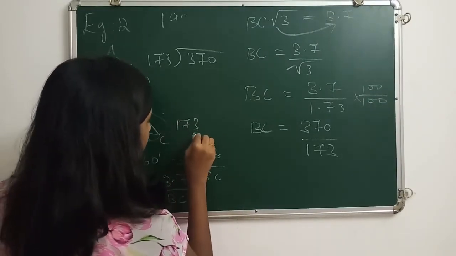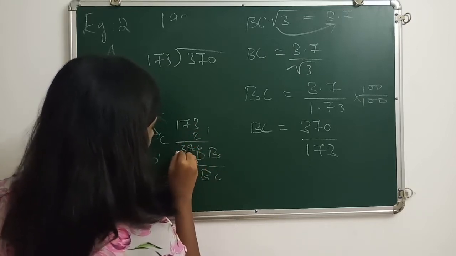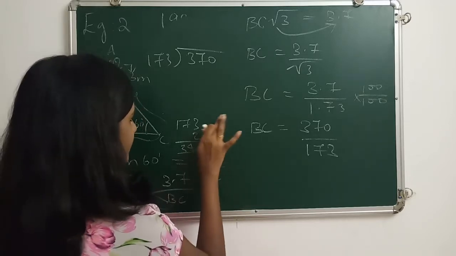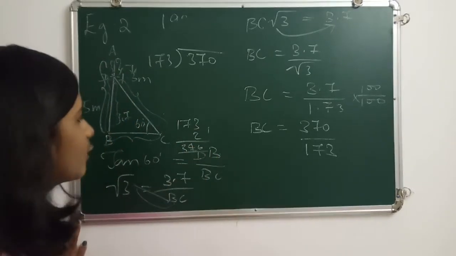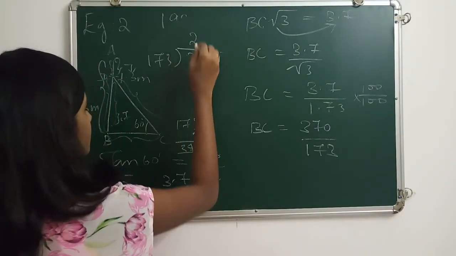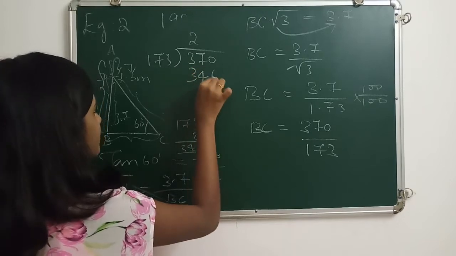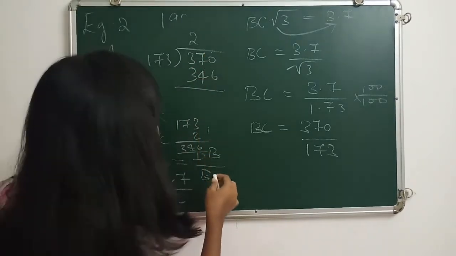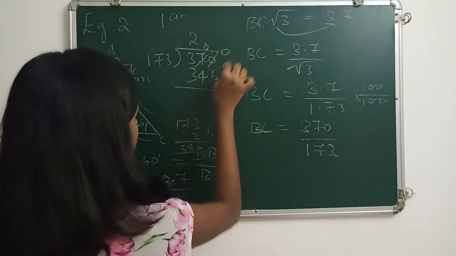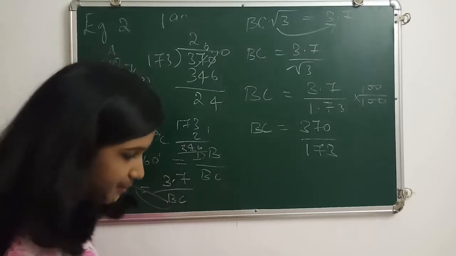Now we can find the value of 173 into 2. It is 346. So mostly it will be exceeding as we have 100, so it might go above 400. So we can take this. So 2 into 173 is 346, which is less than 370. And we get 24.